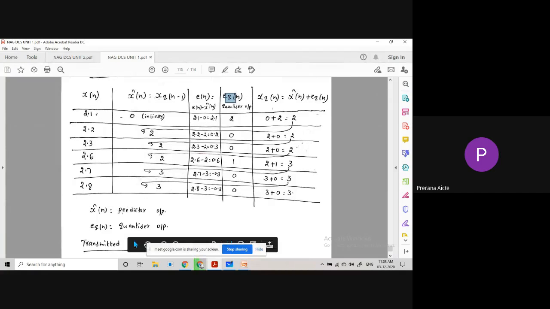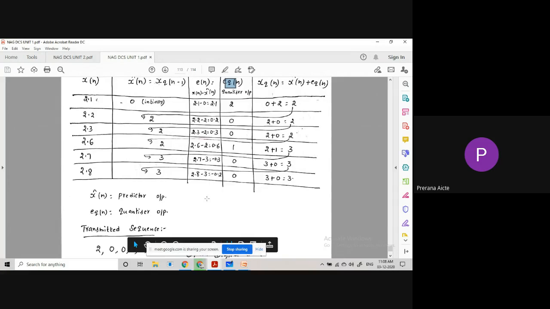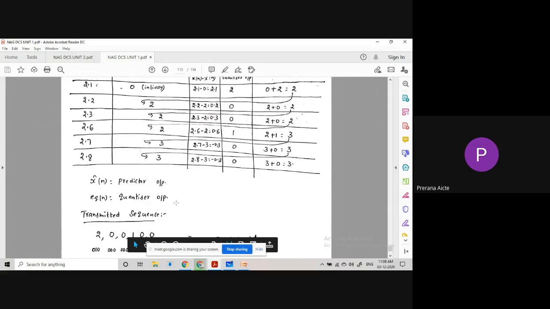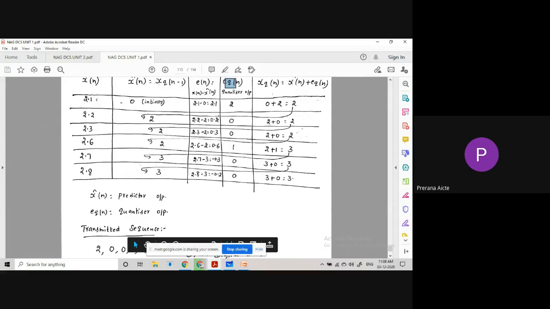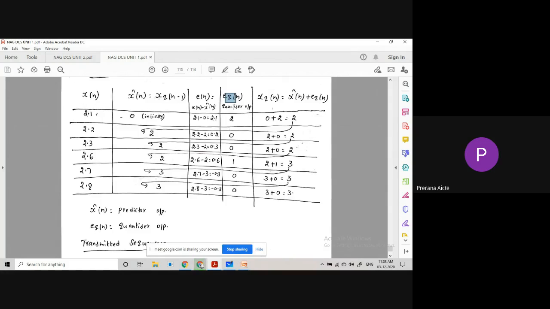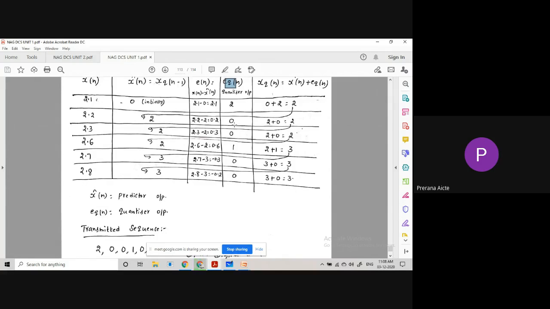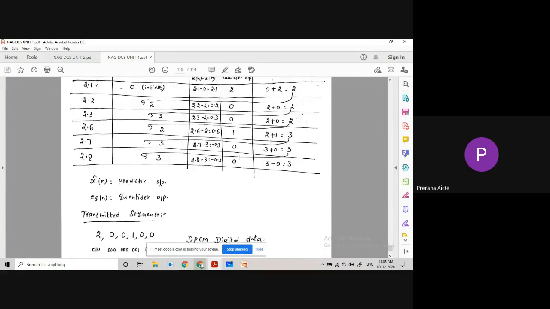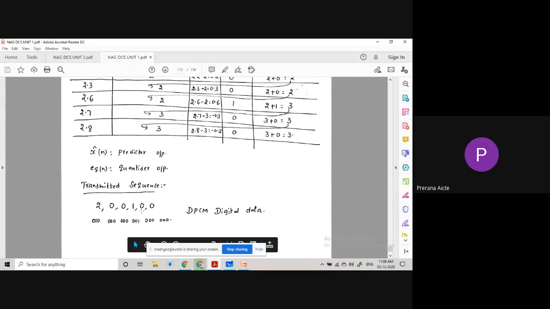What is x cap of n? It is the predictor output. What is eq of n? It is the quantizer output. So from this, what is the transmitted data sequence? Because eq of n is the quantizer output, it is what we give as input to the encoder. The values are 2, 0, 0, 1, 0, 0. Again, 2, 0, 0, 1, 0, 0.